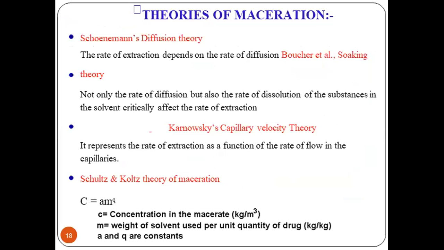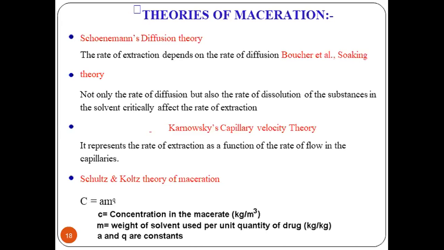What are the different theories of maceration? The first theory is Schizomann's diffusion theory. The rate of extraction depends upon the rate of diffusion, that is soaking. You can say not only the rate of diffusion but also the rate of dissolution of the substance in the solvent critically affects the rate of extraction. Not only how much of the menstruum, the solvent, goes into the plant cell, it also depends upon the rate of dissolution of the substance with the help of that solvent.